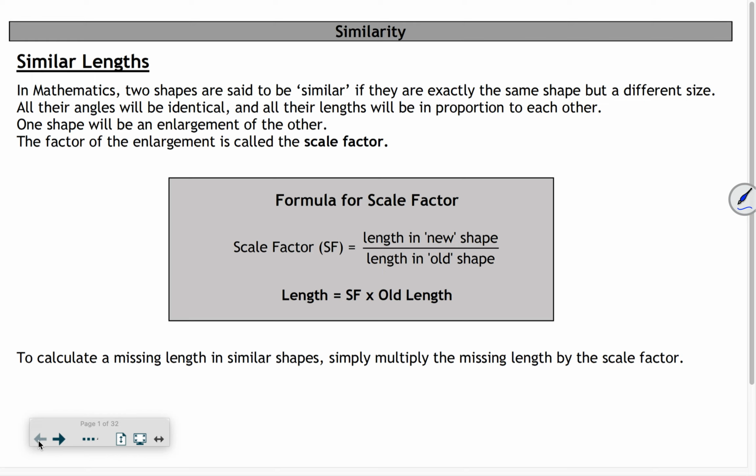When we go to calculate similar objects, we want to talk about getting a scale factor. To get the scale factor, all we do is think about it as the length in the new shape divided by the length in the old shape. That's what gives us the scale factor, and we'll call it SF for short. Then to work out the missing length, we take that scale factor and multiply it by the old length. The new shape is where your variable is going to be. The old shape is the one that's got all the dimensions in place. This will make far more sense when we do an example.